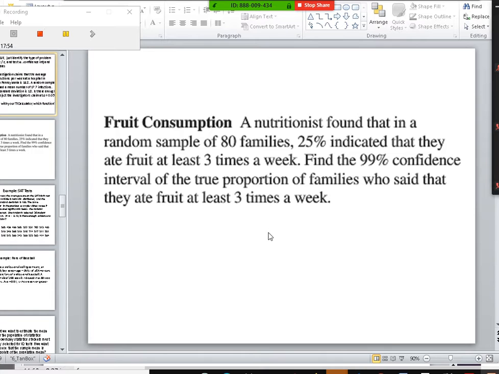All right, Rosa, go ahead and read this one. Fruit consumption. A nutritionist found that in a random sample of 80 families, 25% indicated that they ate fruit at least 3 times a week. Find the 99% confidence interval of the true proportion of families who said that they eat fruit at least 3 times a week. Great. All right, everybody, 15 seconds. Mean or proportion, Z-table or T-table, hypothesis test or confidence interval. Go.